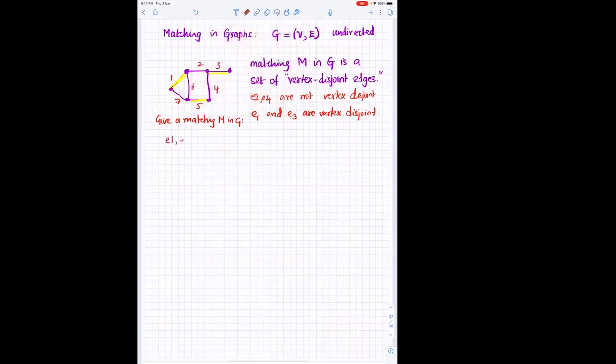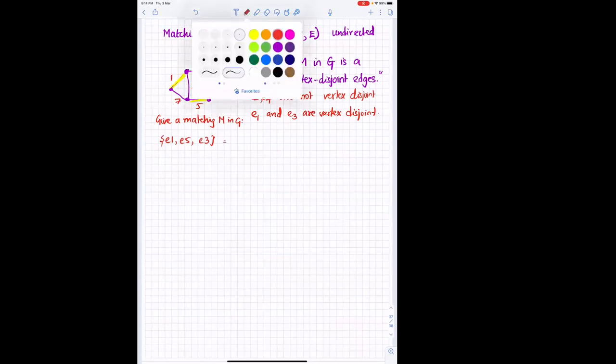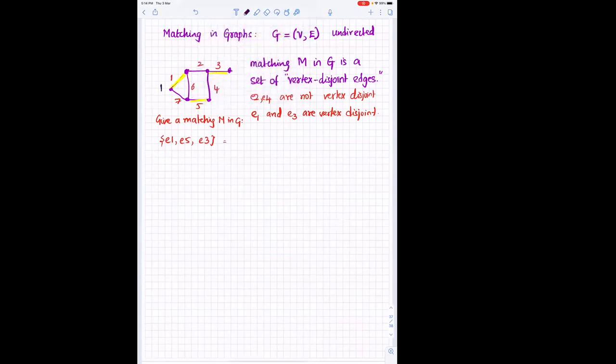So E1, E5, E3. Or more precisely, how we will write it is, usually we will number the vertices. I will follow the same convention. So you will generally write it as 1, 2, 6, 5, 3, 4. Okay? So this is a matching in G. Can somebody give another matching, a different matching?